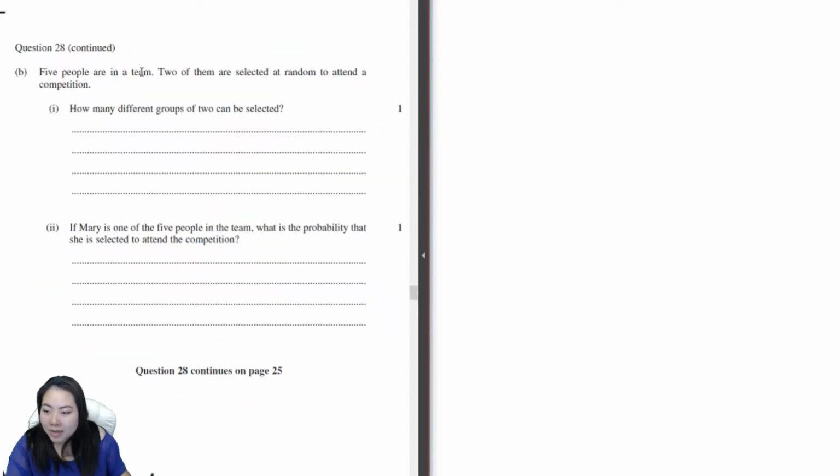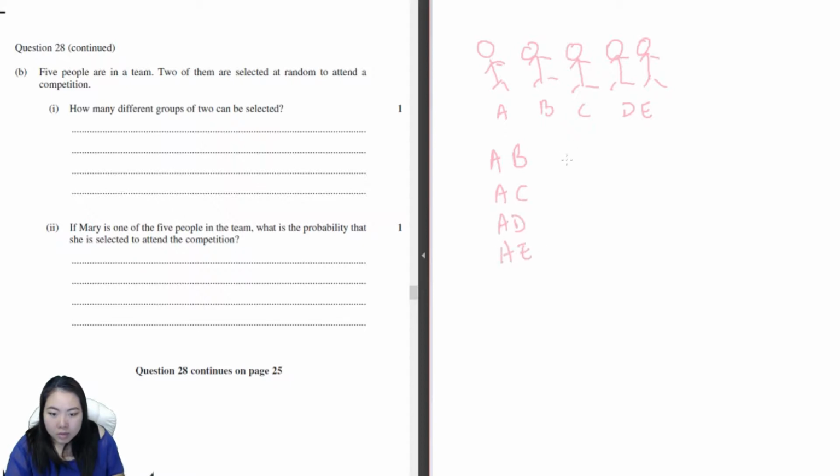B. 5 people are in a team. 2 of them are selected at random to attend a competition. How many different groups of 2 can be selected for 1 mark? Let's see. There are 5 people in a team. What you can do is go around it the long way. We'll name these persons A, B, C, D, E, and you can go A with B, or A with C, A with D, A with E, then you move on to the B.